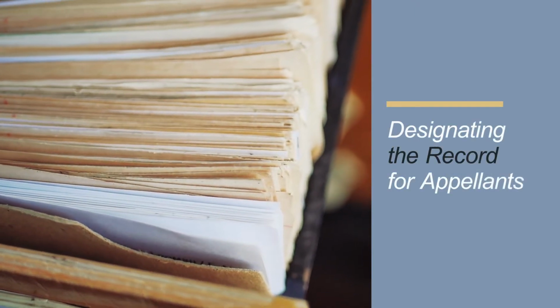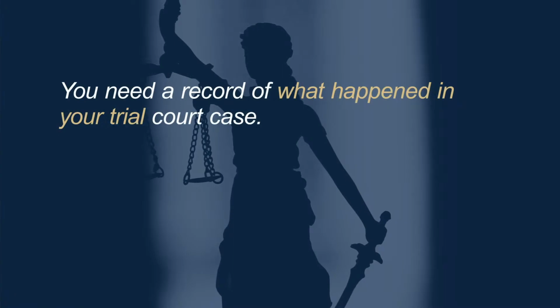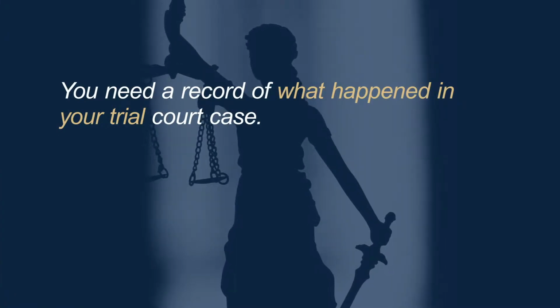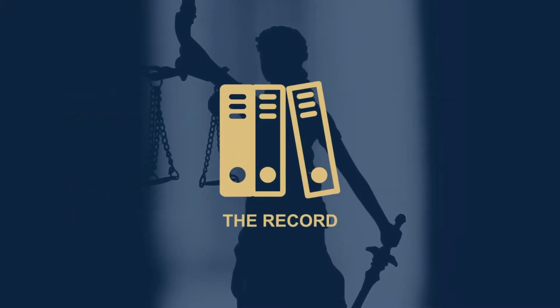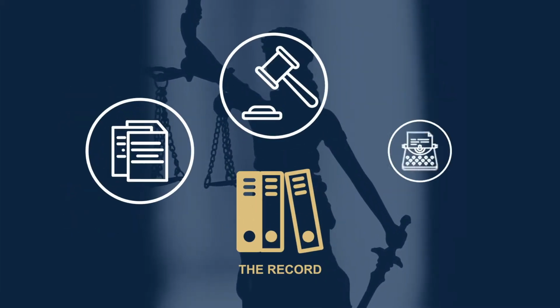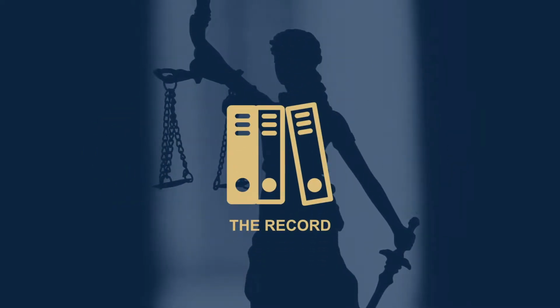You filed a notice of appeal, or you're about to file one. To support your appeal, you need a record of what happened in your trial court case. The record is a very important part of an appeal. Think of the record as a file that contains all the information the Court of Appeal needs to know about your case to make a decision about your appeal.